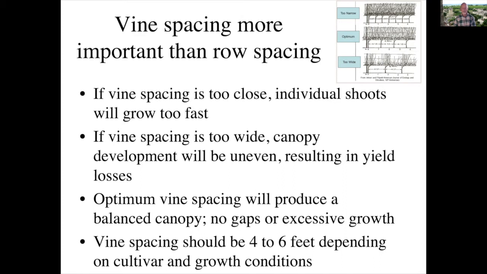So I recommend vine spacing between 4 to 6 feet, depending on your cultivar and your growth conditions. So if you have more vigorous vines, you may want closer spacing. If you have less vigorous vines, you may want more distant spacing. But there's a balance to this. There's an optimum. Too far apart, not enough production. Too close together, and you suffer in terms of photosynthetic capacity versus the fruit quality.